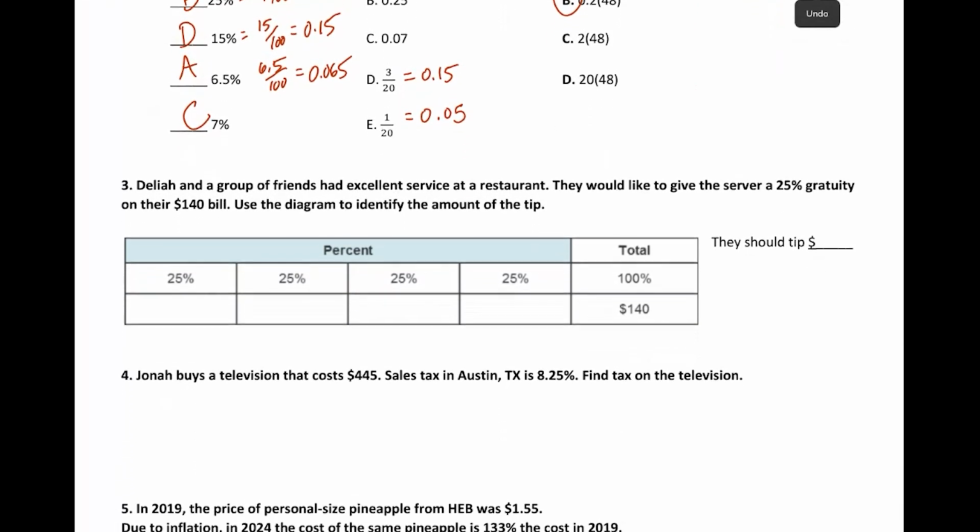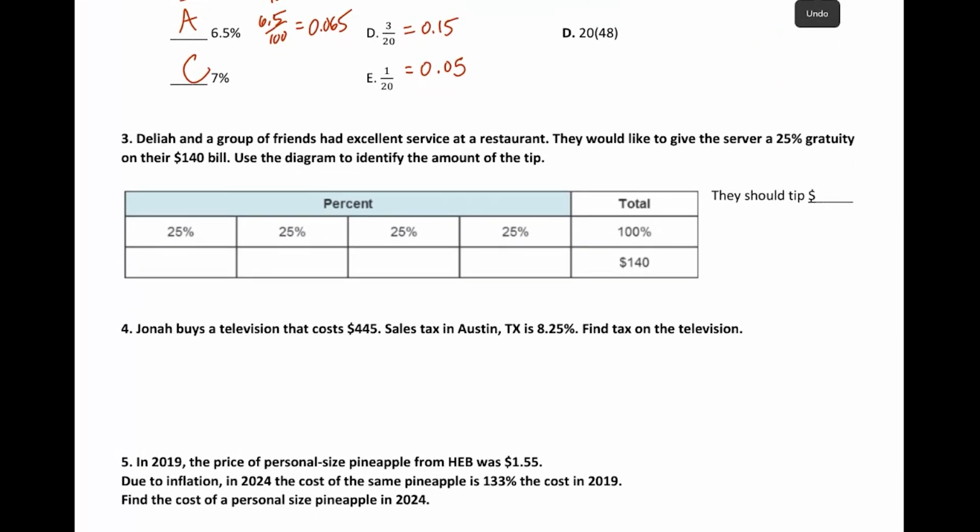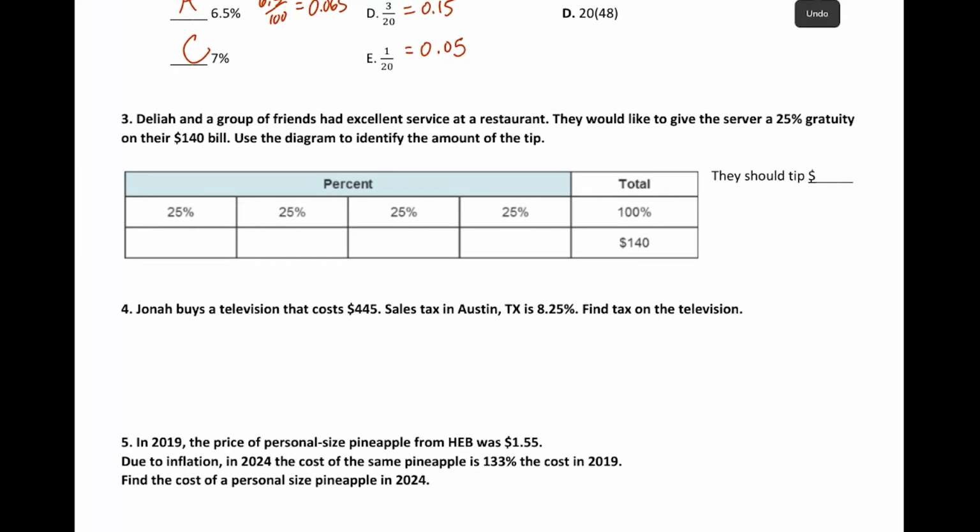Number 3 says, Delia, I'm not sure how you pronounce that, but I'm going to go with Delia, and a group of friends had excellent service at a restaurant. They would like to give the server a 25% gratuity, which is just another word for tip, on their $140 bill. So we're going to try to figure out what they should tip. How much is 25% of 140?